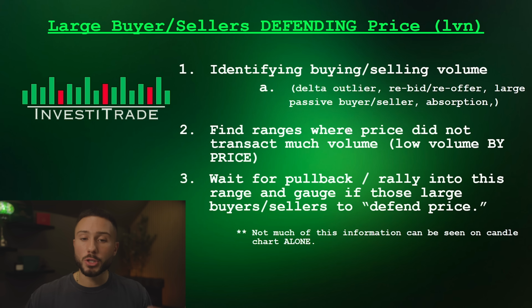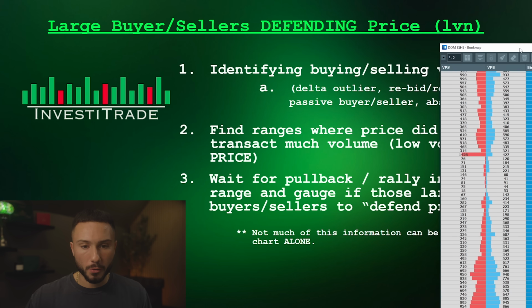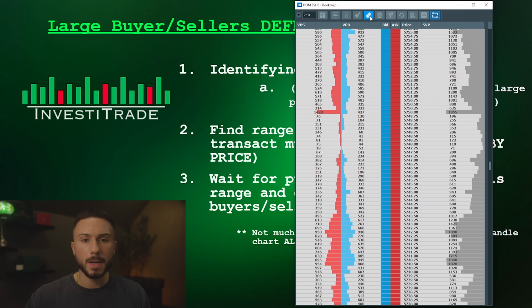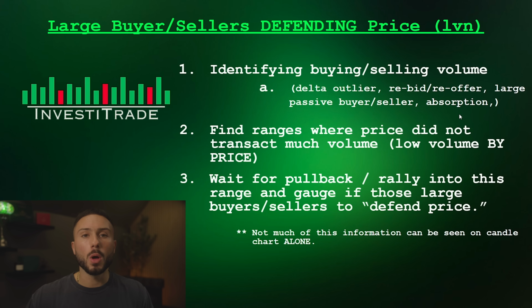The second step is the most important, and this is where a lot of traders would draw a fair value gap, is just finding ranges where price did not transact much volume. And when we look at the order flow, which I'm going to show you in a couple of seconds here, the order flow is going to show not much volume at those specific prices, indicating a low volume node, which could be seen on the order flow.